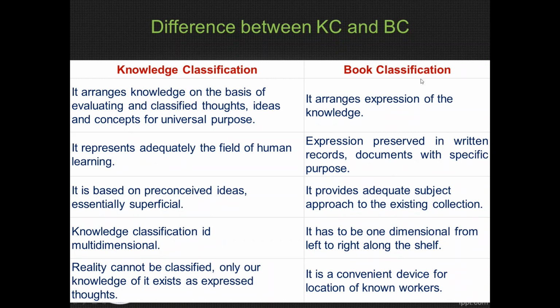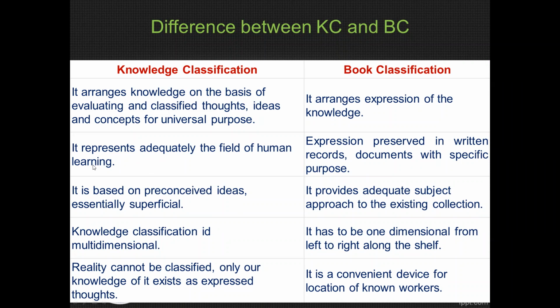Then in the book classification, what we are doing is arranging the expression of the knowledge. Whatever knowledge we are using is expressed in the form of documents, or in the form of books, or it may be in another form. So here we are arranging the expression of the knowledge in the book classification. Knowledge classification will represent adequately the field of human learning.